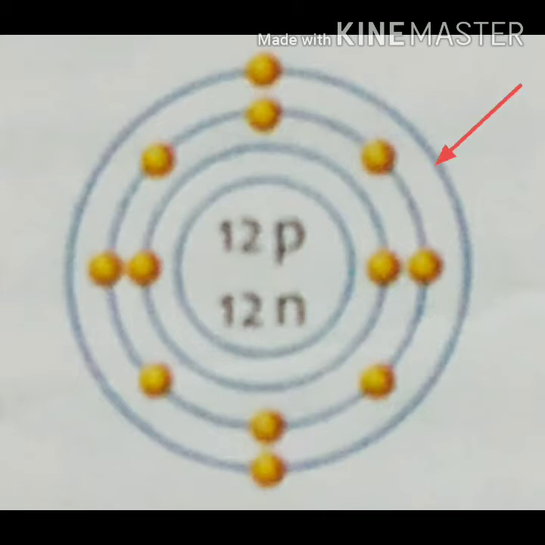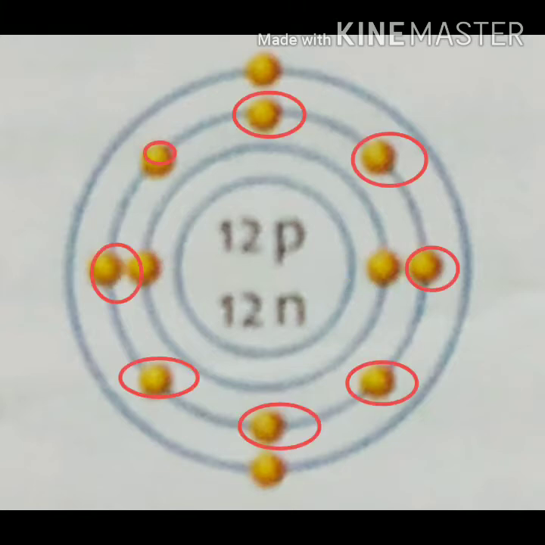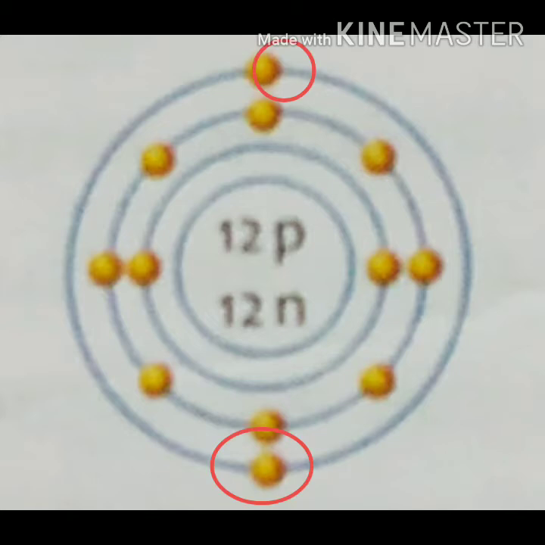Now we know first orbit has how many electrons? 2. So make 2 electrons in the first orbit. Second orbit has how many electrons? 8. So draw 8 electrons in the second orbit. And the last orbit has how many electrons? 2 electrons. So just draw 2 electrons in the third orbit. And this is called the orbital structure diagram.